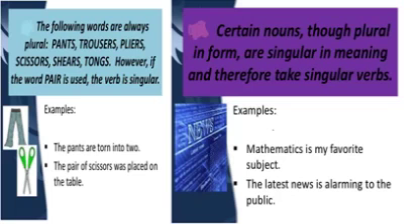Look at the examples. The pants are torn into two. So here we are using pants, and pants is always used as a plural. So we will use the plural verb are here. Second sentence, the pair of scissors. So if we use only scissors, then we will use a plural verb. But here we are using pair of scissors, and whenever we use pair, we always use a singular verb.